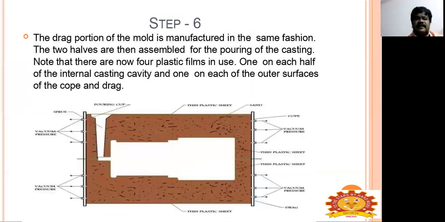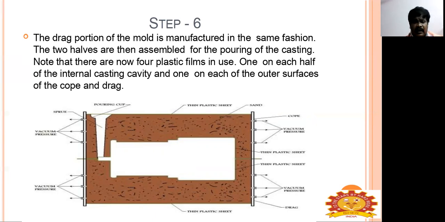Then in step 6, the drag portion of our mold is manufactured the same way. The two halves will be assembled for pouring of our casting. Four plastic films will be in use, each covering our internal casting cavity and the outer surfaces of our cope as well as our drag.